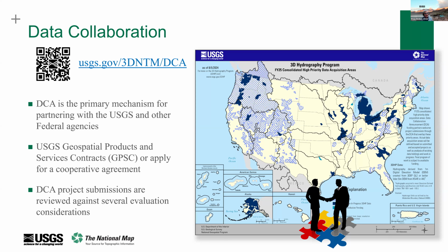And so the DCA project submissions are reviewed against several evaluation considerations, such as is the data already done? What is the priority of a certain region for various federal agencies? So this is just example showing some of the fiscal year 25 high priority acquisition areas. Doesn't mean there's data being done there, but it shows where there was some interest in that.